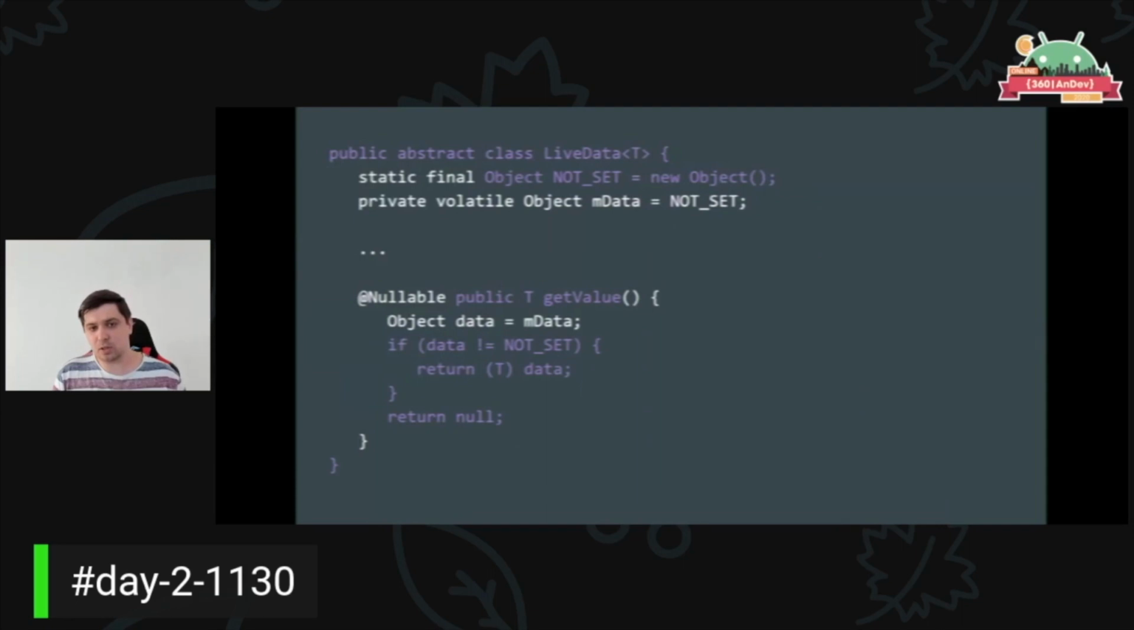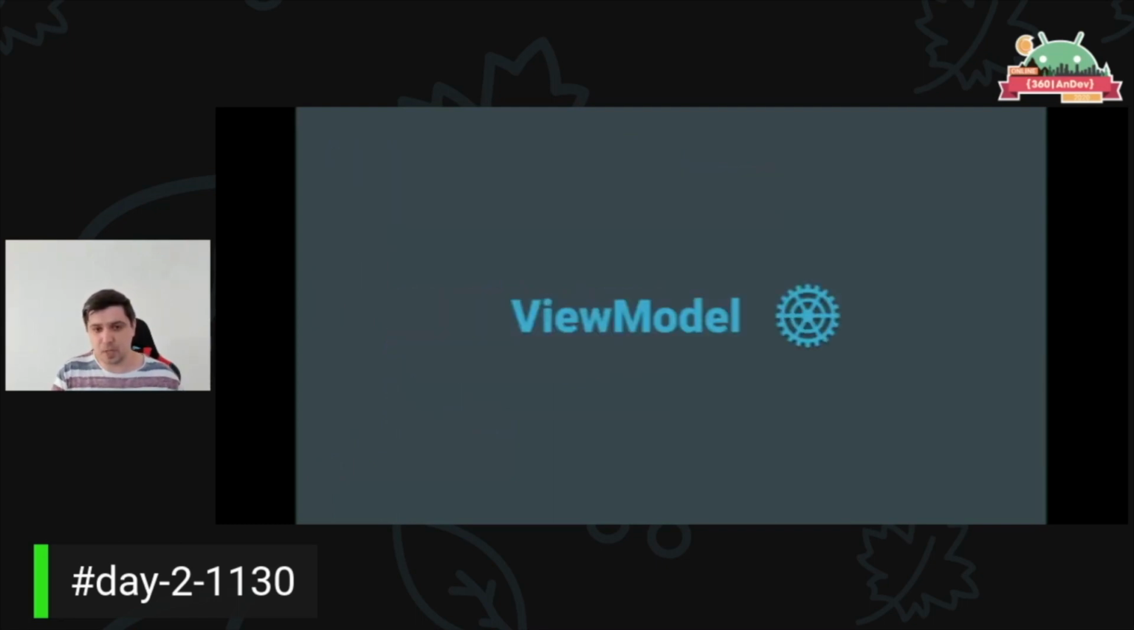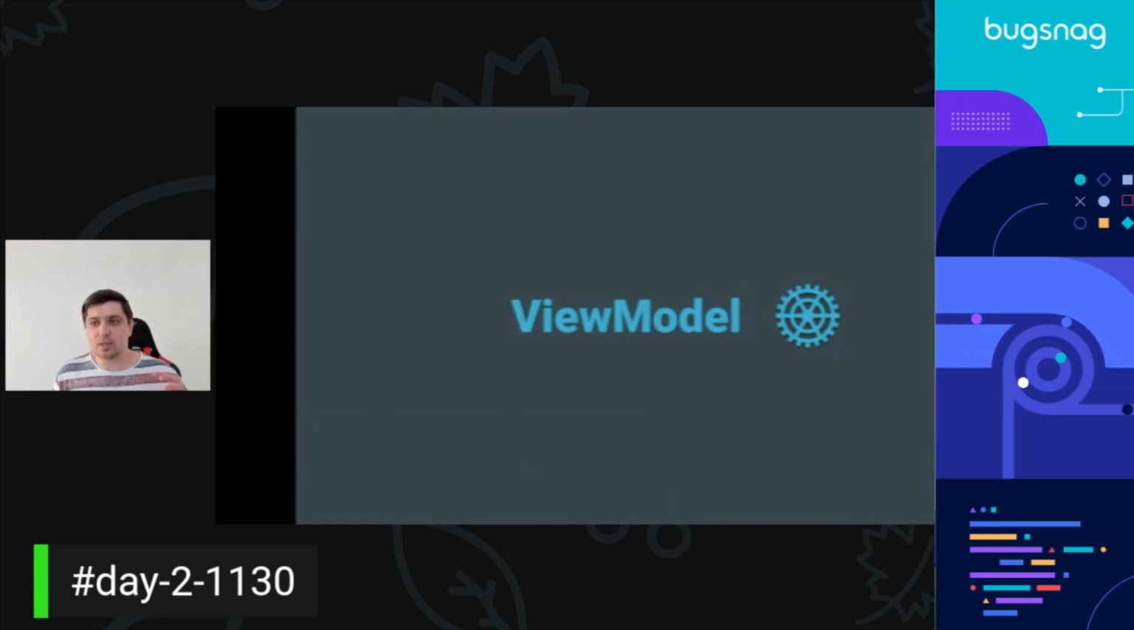And the last interesting part of LiveData is the getValue method. If you take a look, it's a nullable type. It means that if we have data inside LiveData, it returns it. Otherwise, it just returns null. I wanted to show it because unfortunately, a lot of people just expect that the getValue method always returns some data. And if you check the internal implementation, you can see that very often it can return null, especially if it's a nullable type.